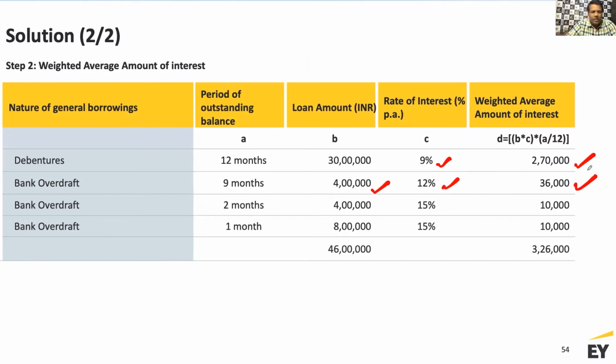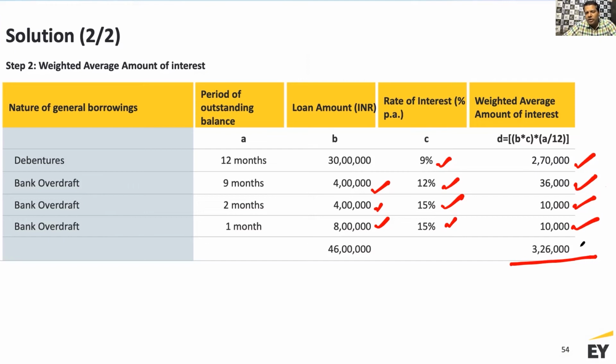From the month of October, I started paying 15%, but the amount is still the same, right? For 2 months, I paid at the rate of 10%, which is 10,000. Or for 1 month, when the amount also increased, I again paid the rate of 15%. The outflow is 10,000. So the total interest expense which I had during the period for the total outstanding is 3,26,000.